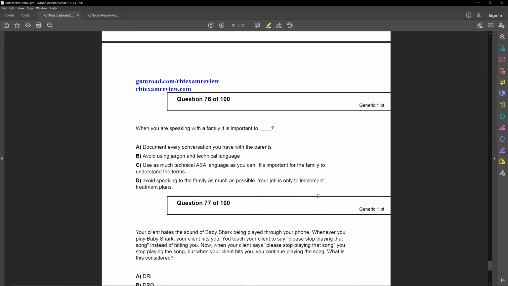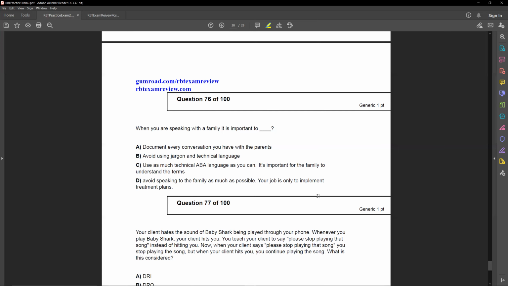When you're speaking with the family, it is important to document every conversation you have with the parents. Not necessarily, it's not realistic, okay? Especially if you work quite a few hours with the family. You're gonna be talking to them a lot, most likely, and documenting every conversation just isn't realistic. So this is an example of an answer choice that is just too strong, okay?